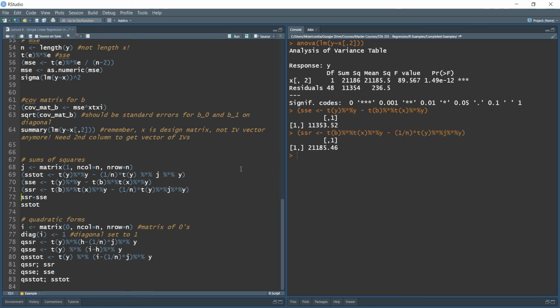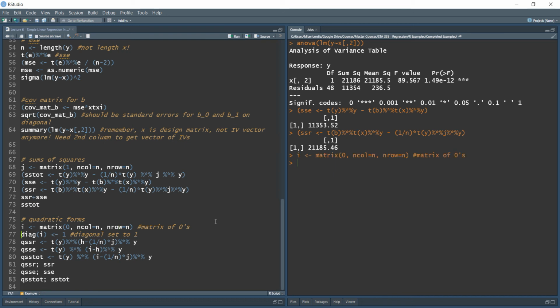And then the sums of squares residual 21,185. Again, we can see that there was some rounding issues going on here. So in this particular case, we can see how these break down, and we can see how our matrix forms calculated give us the components that are in the ANOVA table.